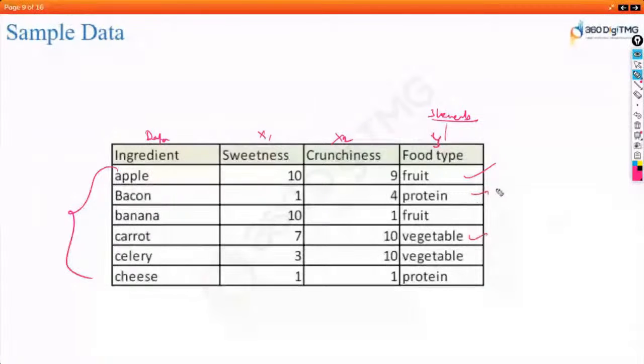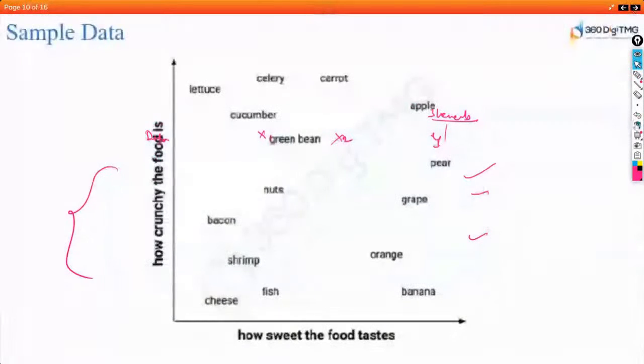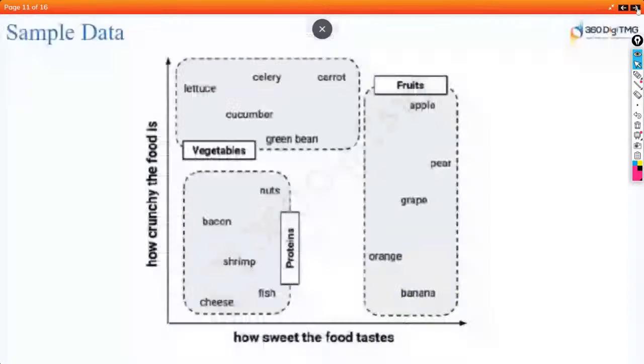But in order to do that, of course, I need to look into the spread of the data. I need to look into getting the new ingredient as well. So when I arrange the data like this, it looks something like this. Rather than dots, we give the complete names. It looks like this. And when I try to find out the similarities, you can see here we can form clusters, groups in the data.